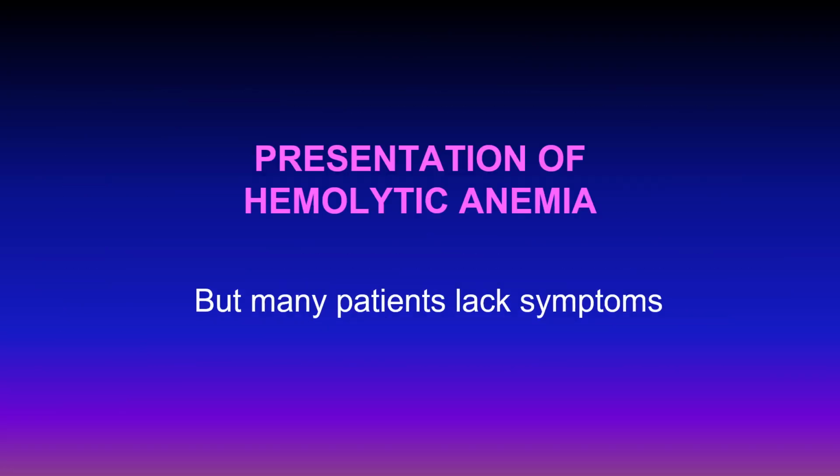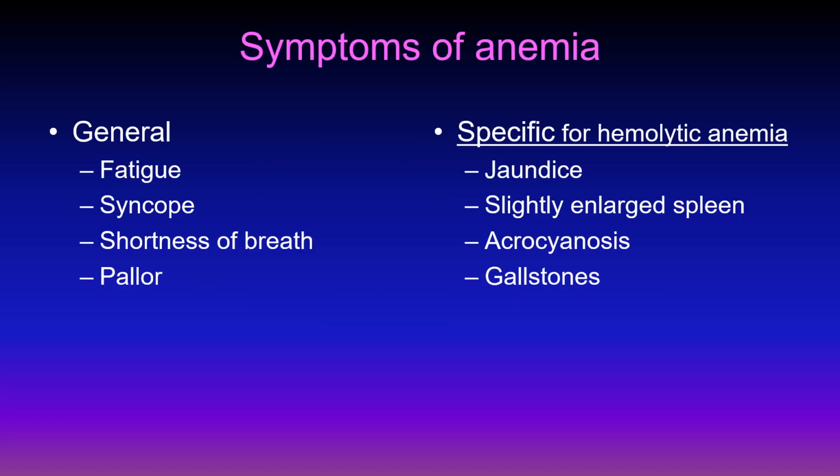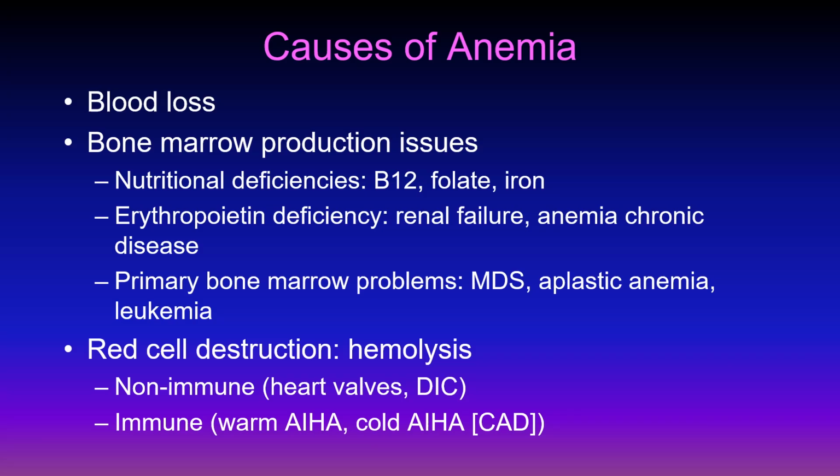So let's begin with how hemolytic anemia happens, and many of you have these symptoms. I'll simply say that many patients lack symptoms, particularly if you have mild disease or it's well compensated. The symptoms of anemia in general are fatigue, syncope, shortness of breath, and pallor. The things that are specific for hemolysis or red cell destruction are jaundice, an enlarged spleen, which may not be terribly big, acrocyanosis or discoloration of your fingertips, and gallstones, which interestingly enough are usually pigmented like the color of a dark cherry liquid.